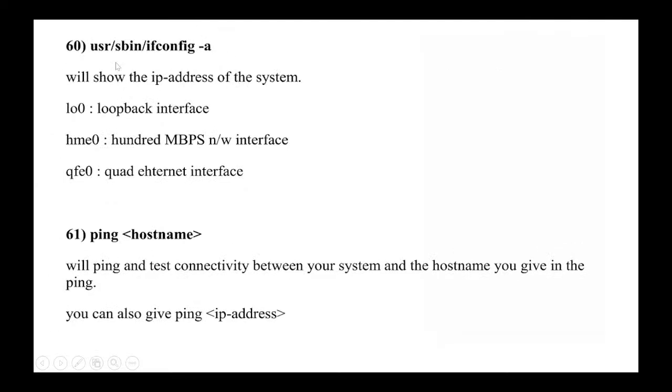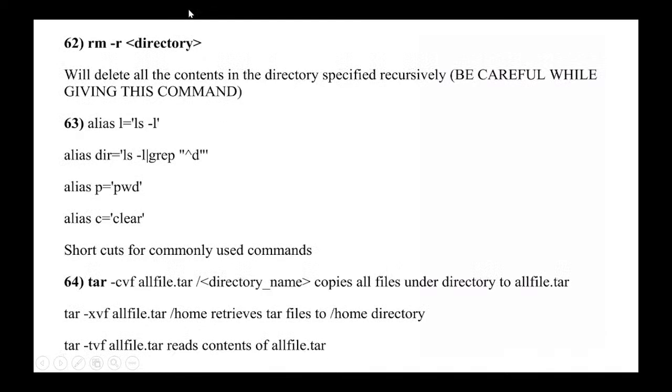60th one is /usr/sbin/ifconfig -a, which will show the IP addresses of the system. ping hostname will ping and test connectivity between your system and the hostname you give in the ping. You can also give a ping IP address. rm -r will delete all the contents in the directory specified recursively. Be careful while using this command.